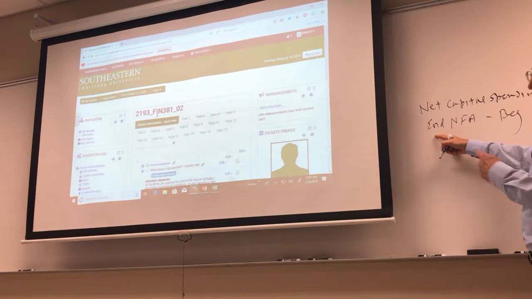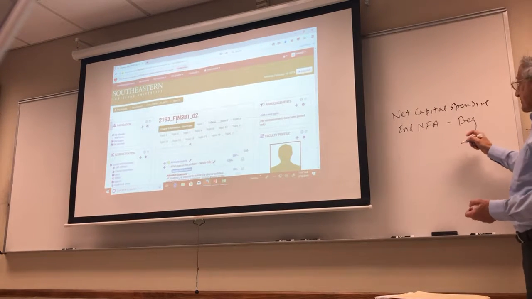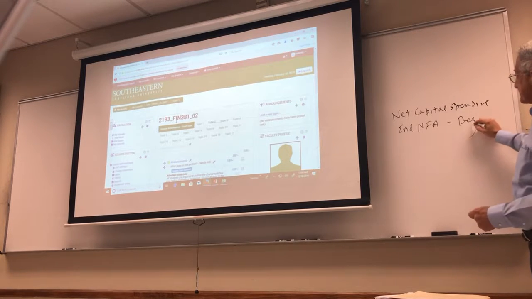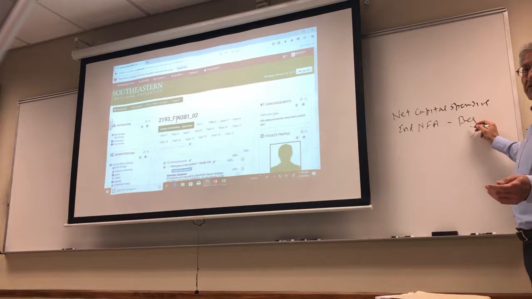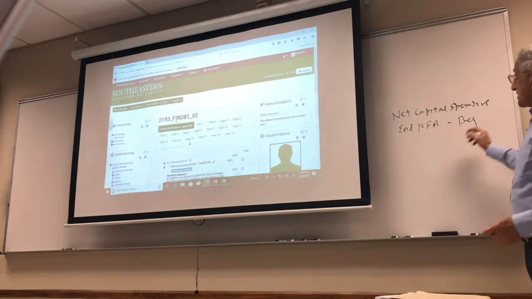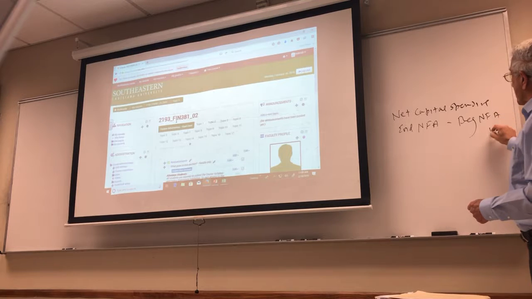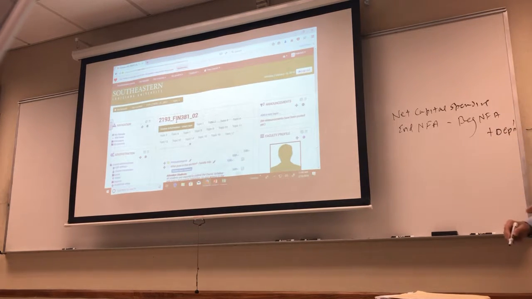Ending means 2018. I could be repeating myself again and again for no obvious reason to some of you. Minus beginning. Beginning will be 2017. Beginning net fixed assets, and then you add depreciation. Okay, add depreciation. Remember this, right? So this is the formula that tells you what was the spending in fixed assets. So this number will be different than the number given to you in Part C. In Part C, it says they actually purchased assets worth $2,496. But this number is going to be different.